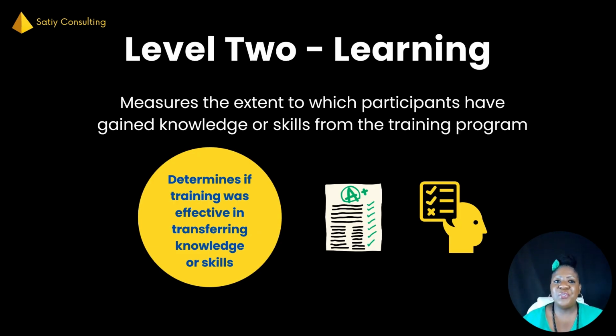Now, our level 2, this level measures what learners have learned from the training, and it asks questions like, can you remember the key points of the training? Can you apply what you've learned to your job? And so this just measures the extent to which participants have gained knowledge or skills from the training program, and it can also determine if the training was effective in transferring the knowledge or skills being taught.